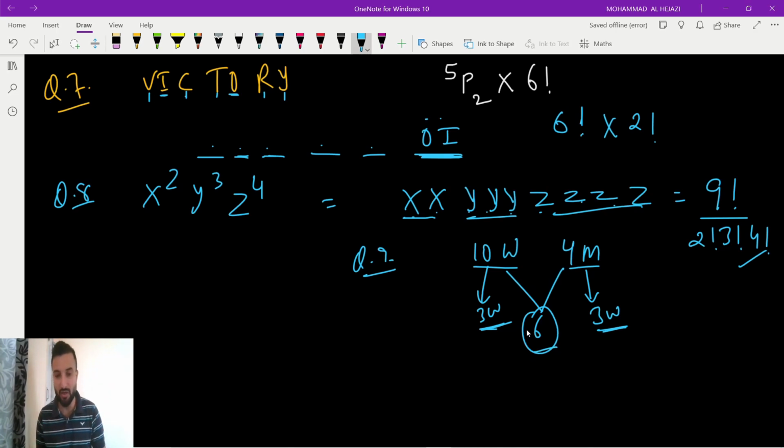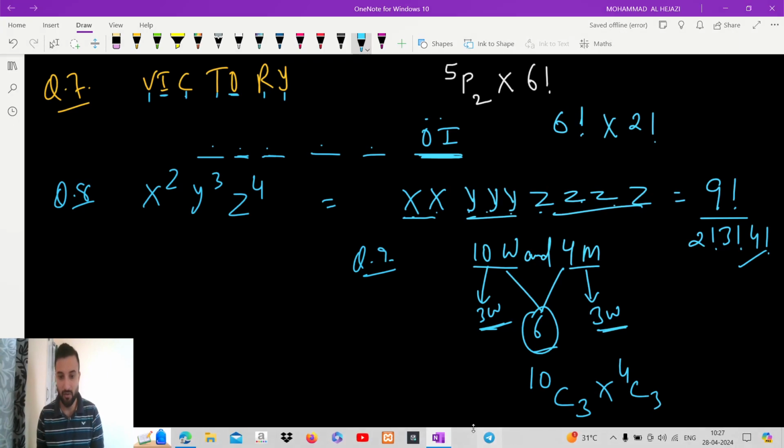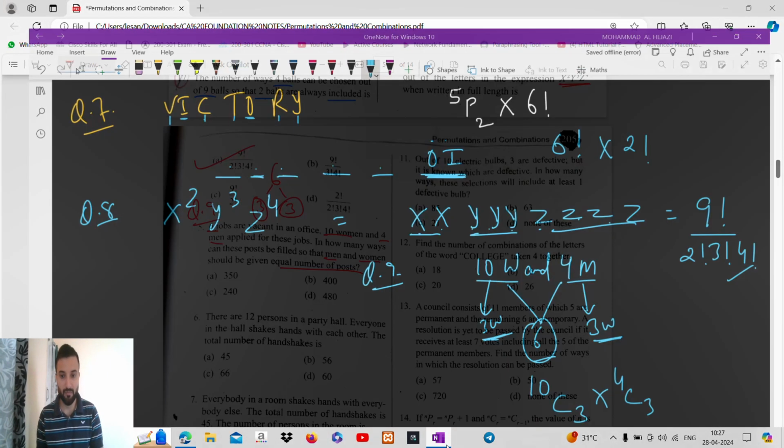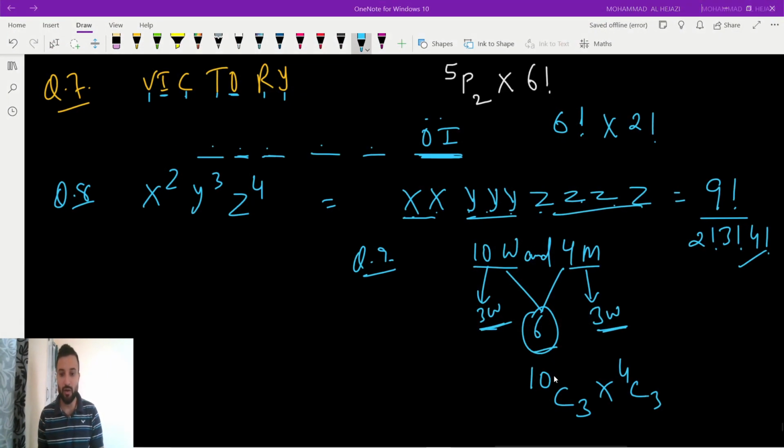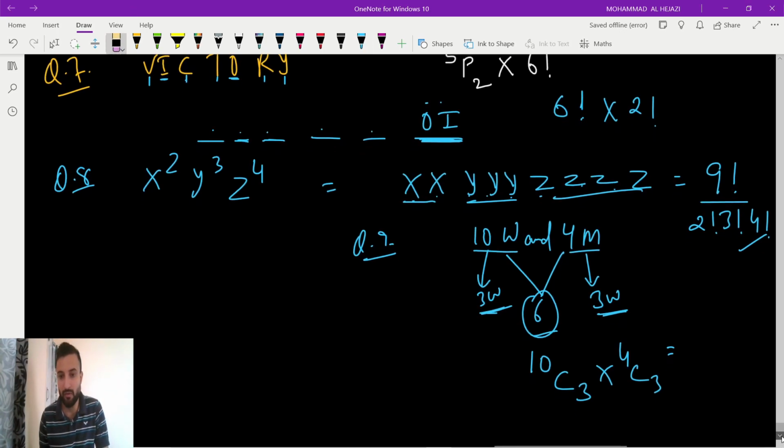So this type of question is what? Selection. So 10C3 for women, and for men, from 4 we have to select the 3. So what is the answer? Oh, we have to expand it. So 10C3 into 4C3. 10C3 into 4C3. So what will happen here? Okay, we'll solve it here.